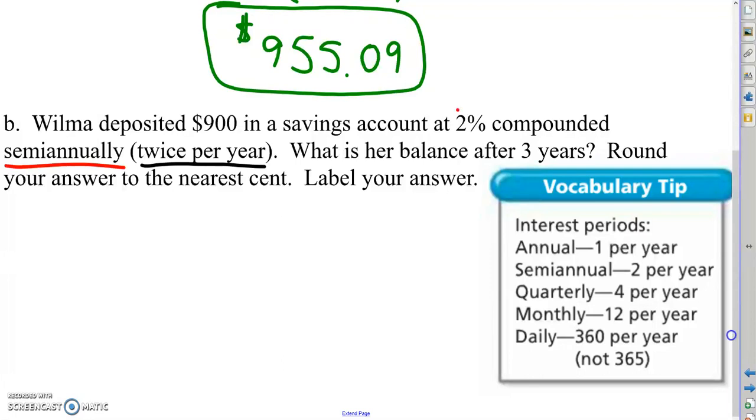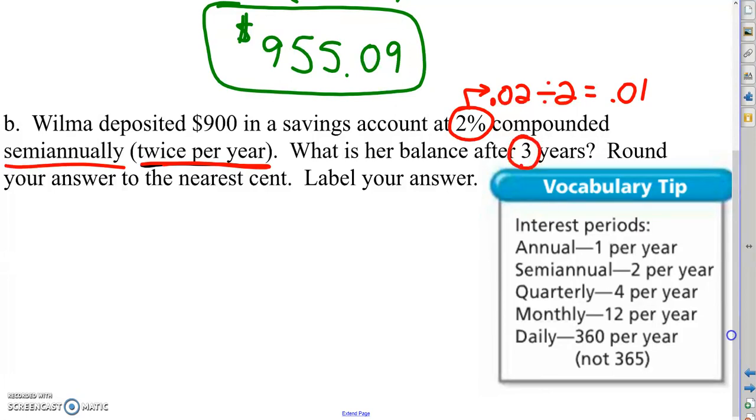So remember what we got to do. Take our 2%, change it to a decimal, and then we have to divide it by the number of payments each year. We're getting paid twice a year, so we're going to divide by 2. So that gives us 0.01. And you might think, well, wait a minute, I'm getting less interest. You're going to see as we go through here, you're actually going to make more money.